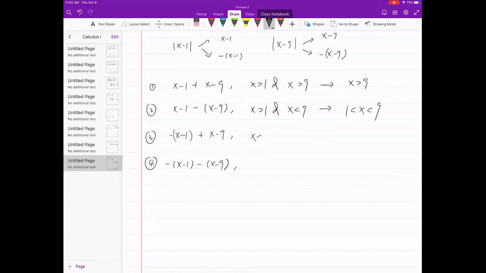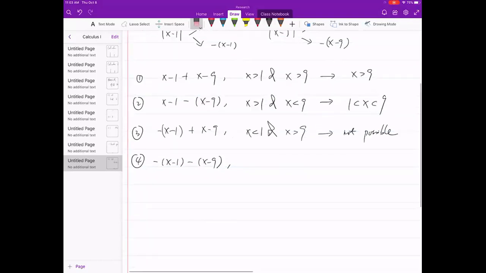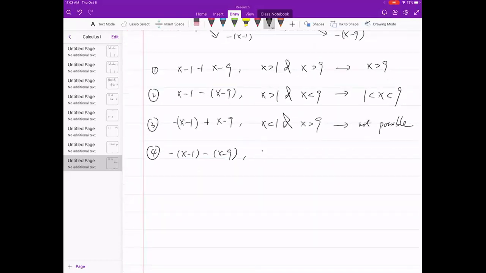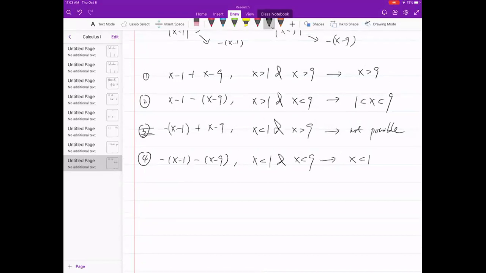For the third one, you need x less than 1 and x bigger than 9 at the same time. From here, you can see this is not possible. You don't have anything which is less than 1 and meanwhile bigger than 9, so you will never have this kind of format. Finally, the last one, you need to require x less than 1 and x less than 9. Together, this is x less than 1. So this third one is not okay. Is the analysis making sense for how to remove the bar of the absolute value? It really depends on where x is.